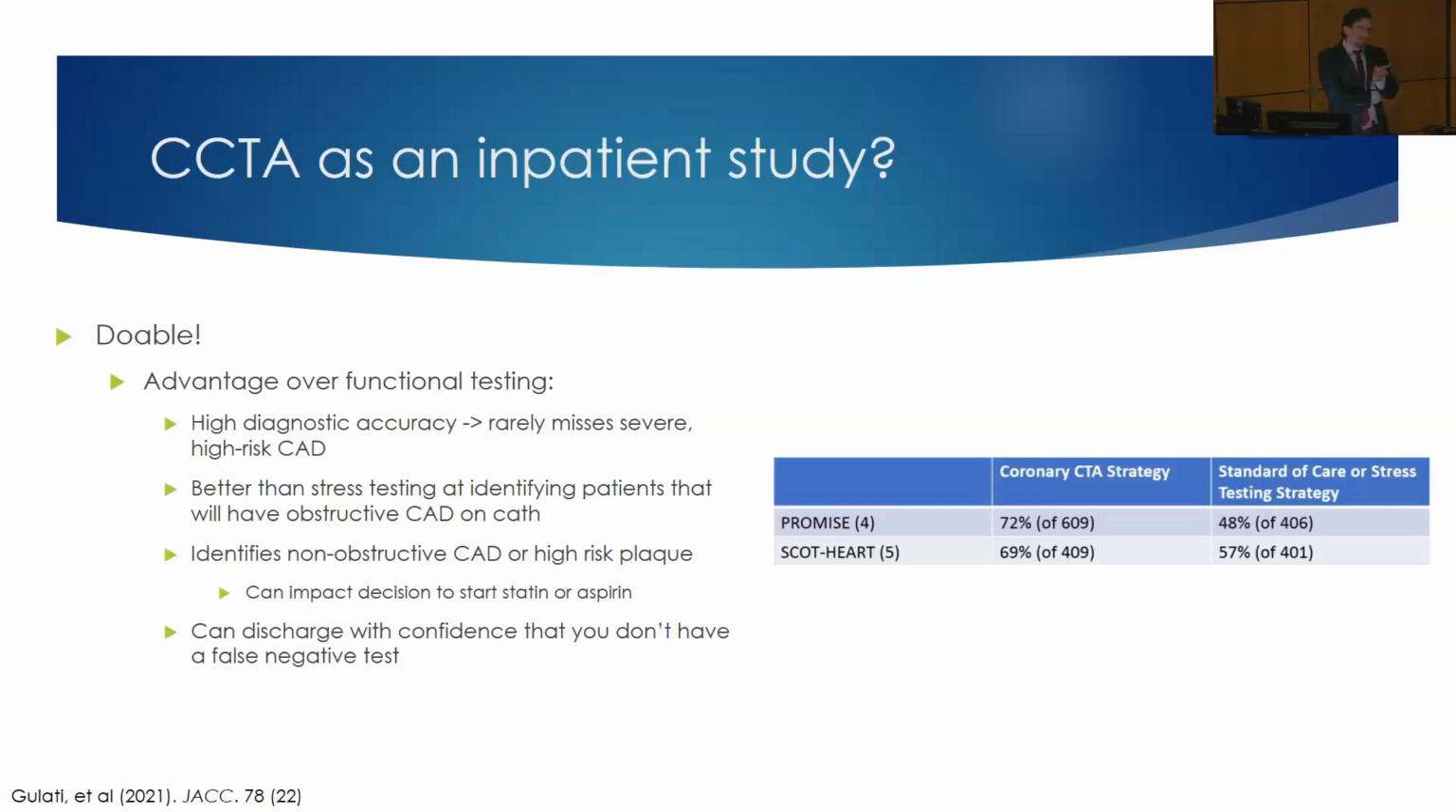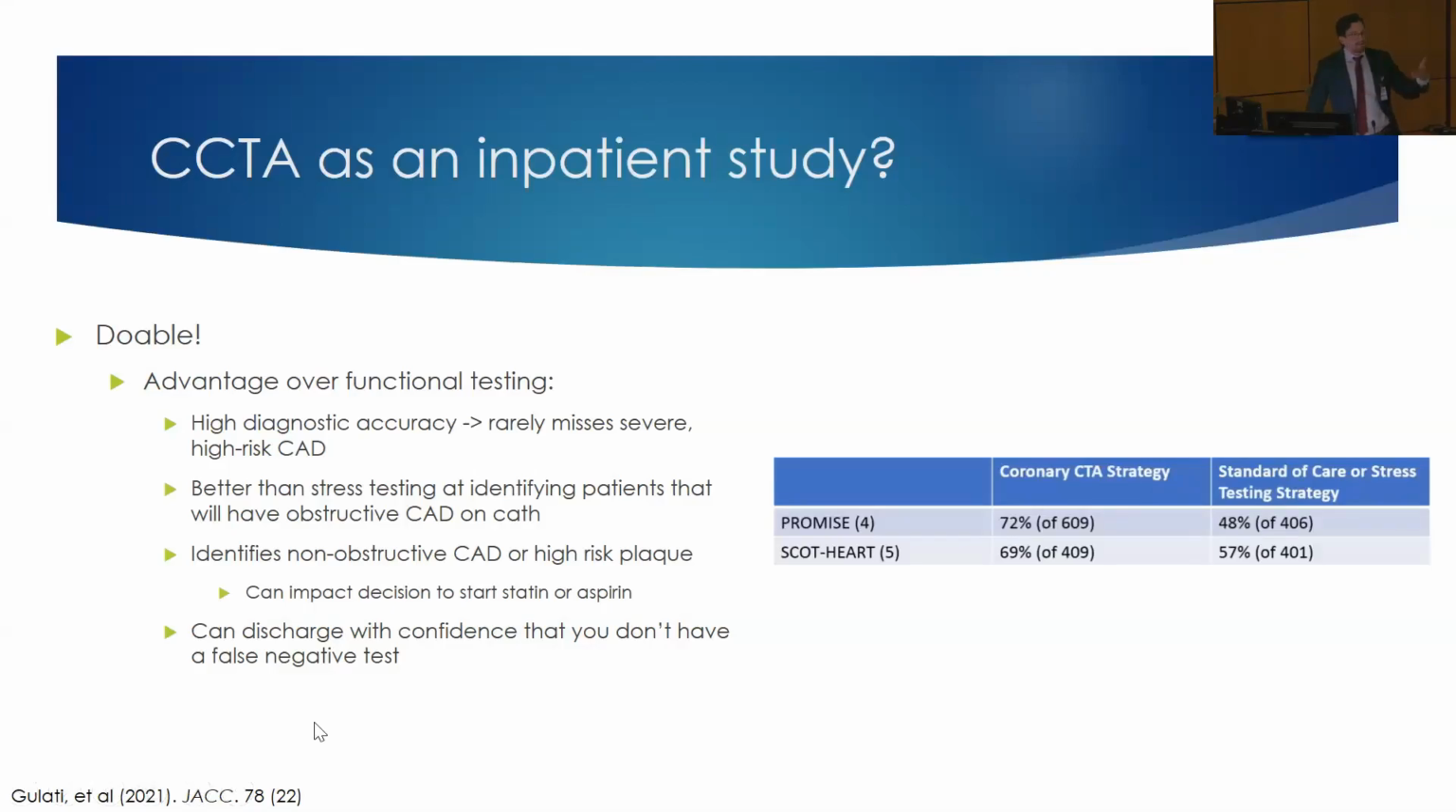It's kind of tricky to do as an inpatient because a lot of times their heart rate's elevated, just kind of the nature of being in the hospital. So you will definitely have to give some beta blocker, get their heart rate down. We've already talked about the advantages of doing coronary CT over a stress test, and it's the same in the inpatient setting. And also you can discharge with confidence that you don't have a false negative test. And that can be really powerful.